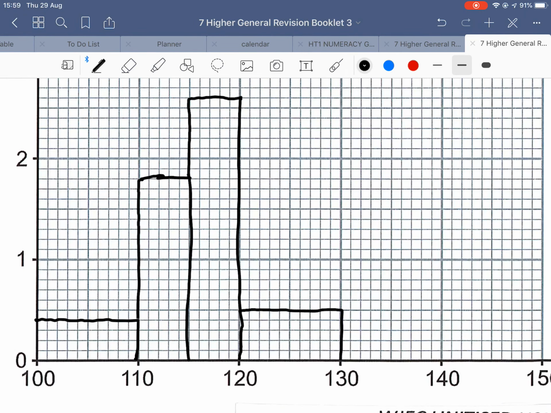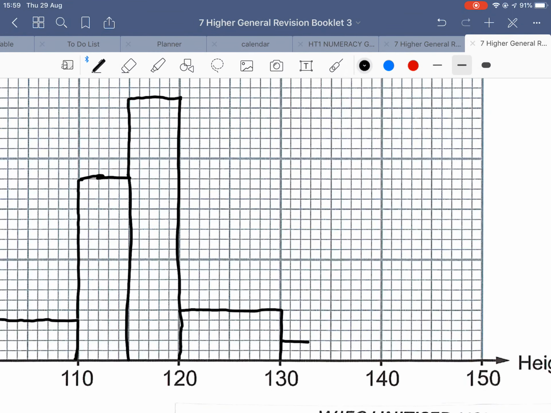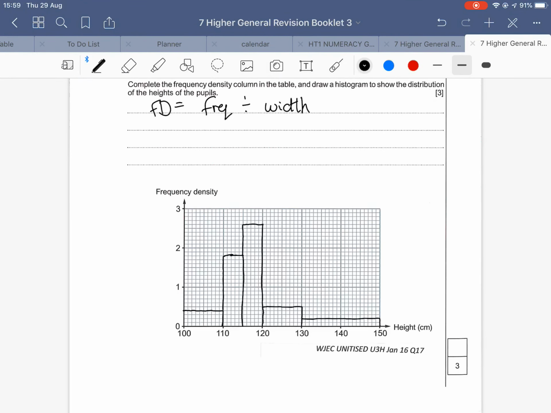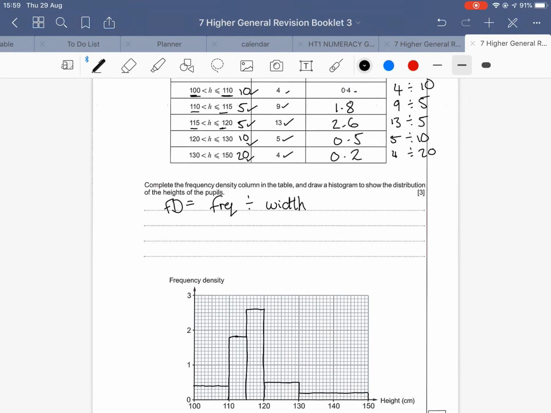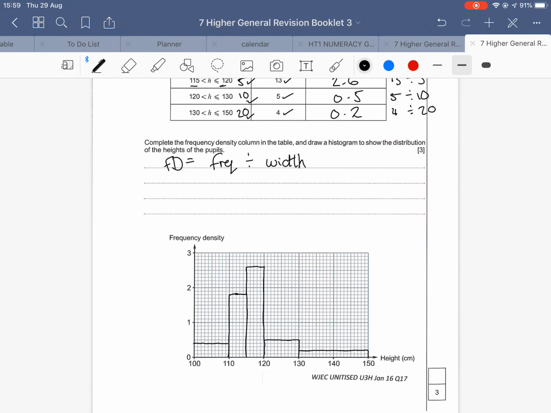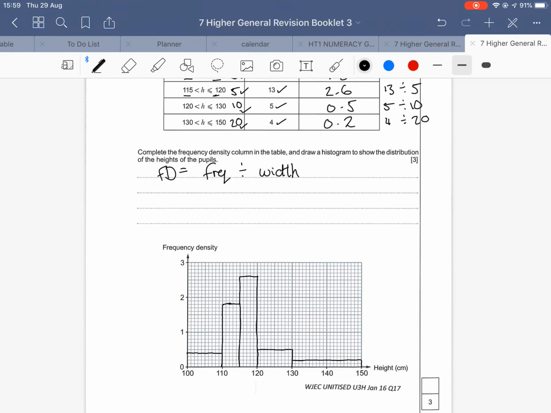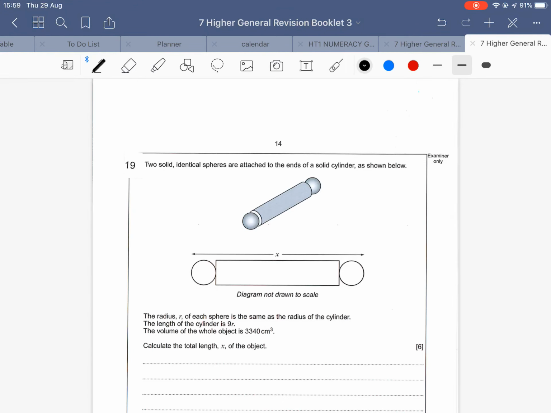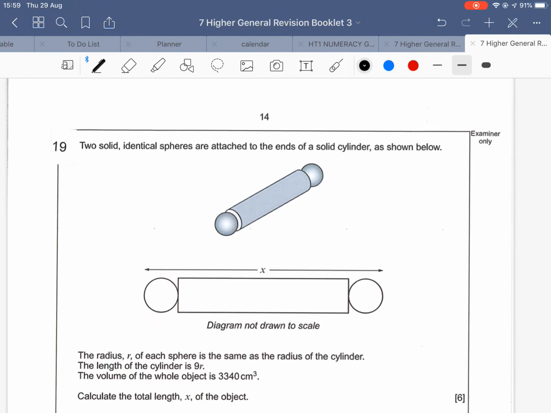And then the last one is 130 to 150, 0.2. So that's just a nice little one there. Okay, so bar chart, different widths. Very straightforward. Got my 3 marks on. Or was it 3 marks for the whole histogram? Oh, lovely.